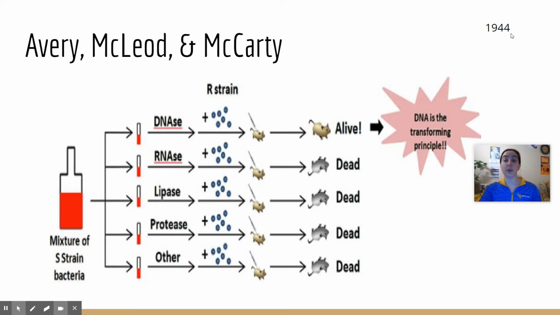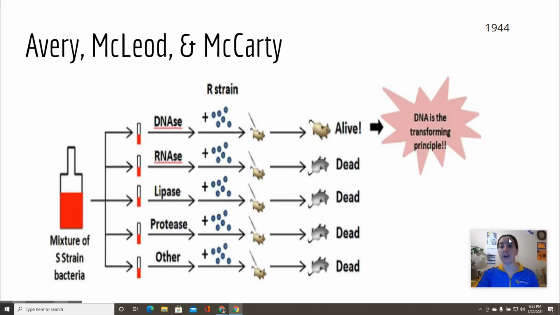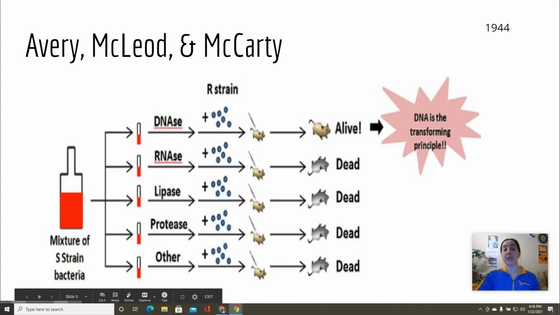So in 1944, a couple decades later, people were still trying to figure out this DNA or protein question. Avery, McLeod, and McCarty did an experiment that followed up on what Griffith had done 15, 16 years earlier. They took that same S strain of bacteria. Remember, this was the one that had killed the mouse originally. And they figured out what was in there. They said, okay, bacteria contains DNA, RNA, lipids, proteins, and some other things. And so they took different strains and mixed them with enzymes that would destroy that particular type of molecule.